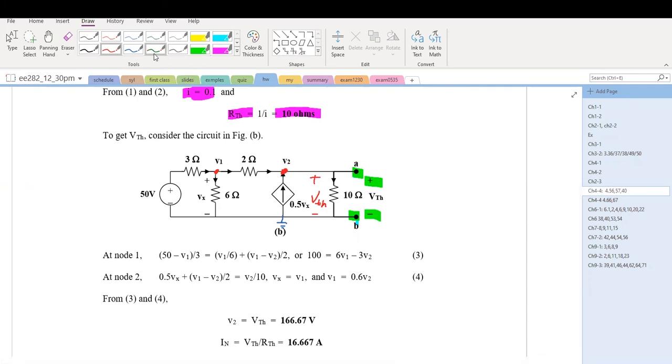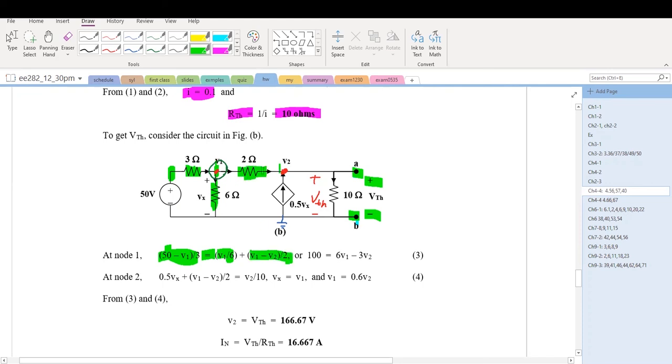Node 1, so node 1 here. Current flow into the node equals current flow out of the node. Current flow into, that's this branch, that will be 50 volts minus V1 divided by 3 ohm, and it equals V1 divided by 6, that's the current flow in this branch, and then V1 minus V2 divided by 2, that's the current flow in this branch. And that equals this equation here.